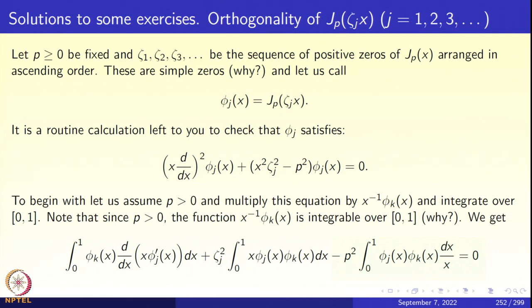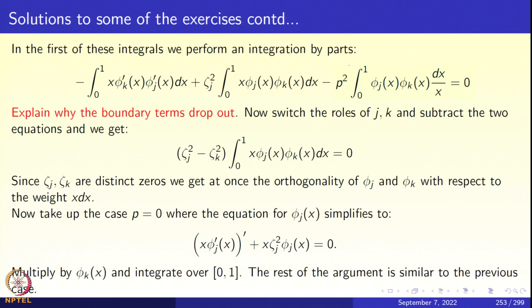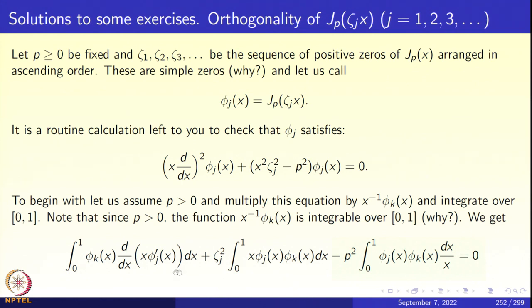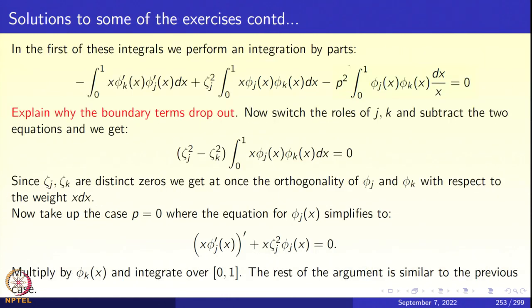Alright, what we are going to do now is perform an integration by parts in the first term. When you perform an integration by parts in the first piece, the derivative will shift to the other factor and we'll pick up a minus sign. So you'll get minus integral 0 to 1 x phi k prime (x) phi j prime (x) dx plus the zeta j squared integral 0 to 1 x phi j(x) phi k(x) dx. I've not done anything to the second integral and the third integral.